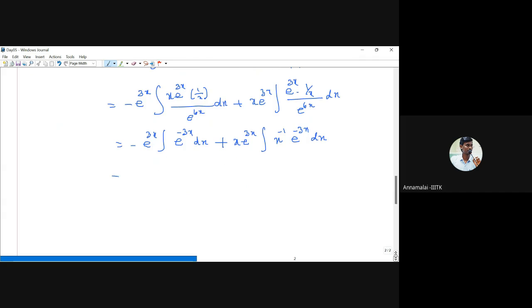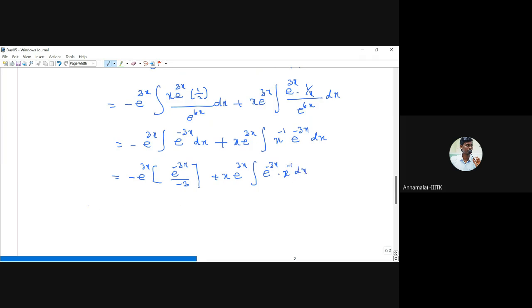Now integrate it. So minus e power 3x. If you integrate e power minus 3x, you get e power minus 3x by minus 3, because the coefficient is minus 3, plus x into e power 3x. It's very difficult to integrate this one, so you have to keep it. So therefore e power minus 3x into 1 by x, or x inverse, into dx.